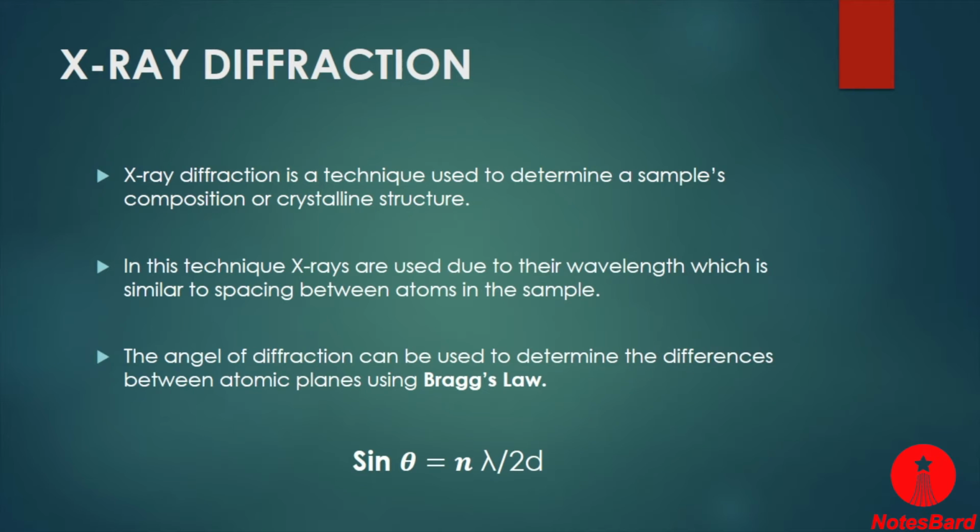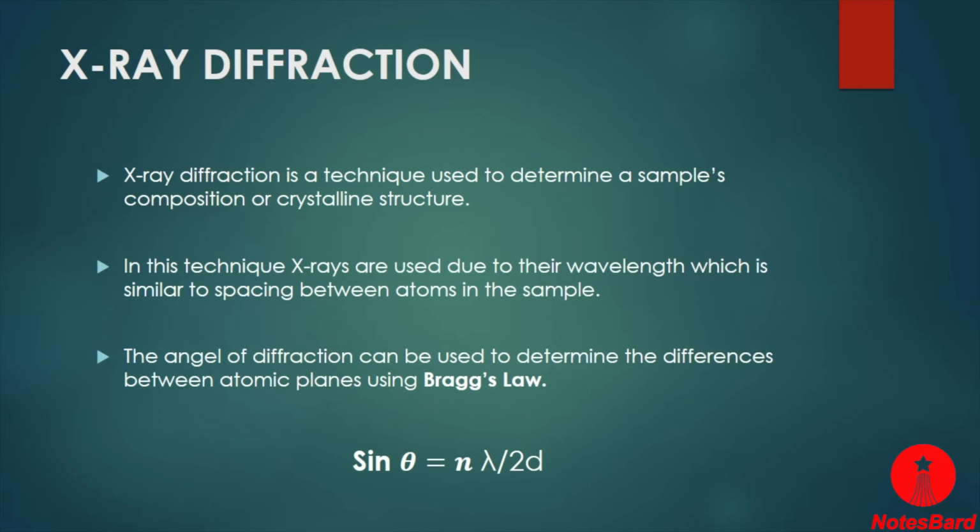The angle of this diffraction is determined, and to determine it, the differences between the atomic planes can be used, as given by Bragg's law. Bragg also suggested a law to identify and measure the angle of diffraction in the method of X-ray diffraction.